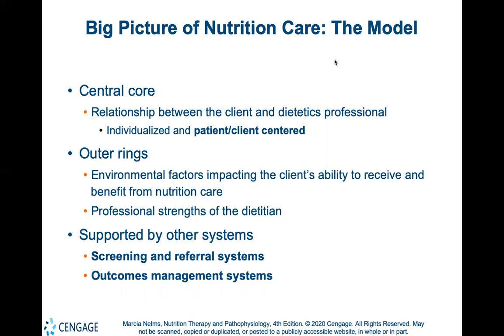The other system supporting the nutrition care process is the outcome management system. An outcome management system is used to evaluate the effectiveness and efficiency of the entire nutrition care process: assessment, diagnosis, interventions, outcomes, costs, and other factors when nutrition care is provided to a number of patients.